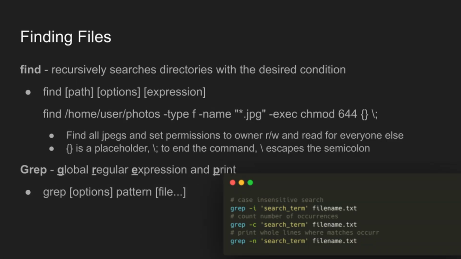So for finding files, we have two ways. The first one is called find, and that's very good for finding the files themselves. But grep, which is short for global regular expression print, looks within the file. So if you want to find something within a file, use grep. But if you want to find the file itself, use find in general.